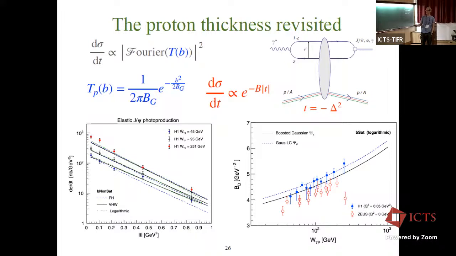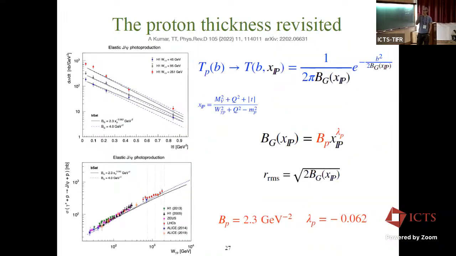And if you extract the slopes as a function of W, you see this H1 and Zeus data kind of look like there's a growing trend here, that this proton gets larger with W. The data has, of course, large error bars, and the Zeus and H1 seem to have some tension here. But anyway, that seems to be the trend. So that we can incorporate into the proton thickness.